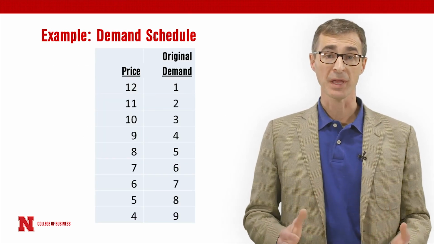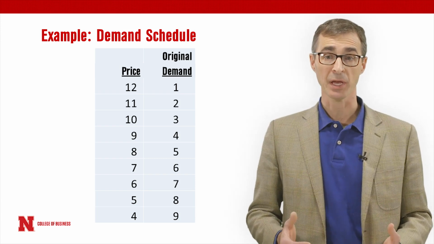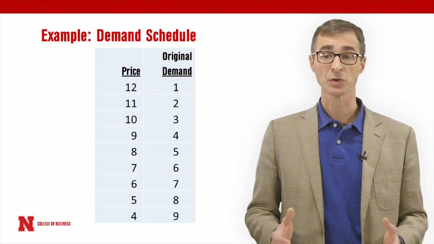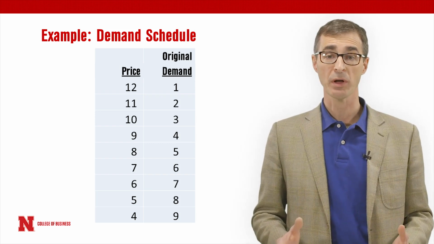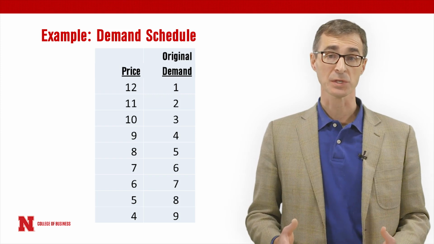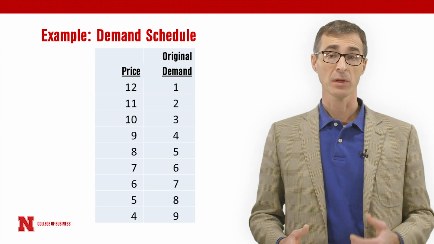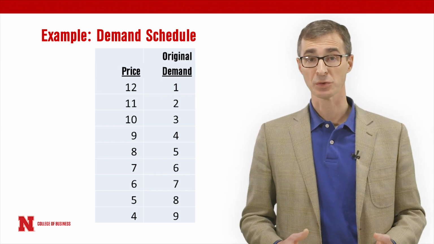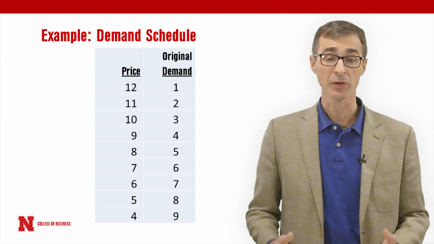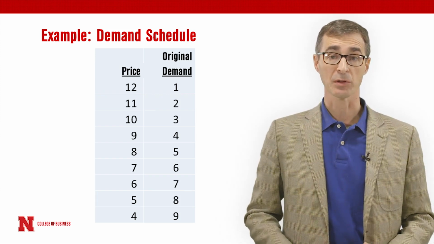This is what's known as a demand schedule. This table captures some information on buyers and buyer behavior. In particular, let's consider a market with 9 buyers, 9 individuals willing to pay somewhere between $4 and $12 for a particular product. This demand schedule shows us that at a price of $12, one individual would be willing to buy the product. At a price of $11, two individuals would be willing to buy, and so on. Whereas at a price all the way down at $4, all 9 of the individuals would be willing and interested in buying this particular product.